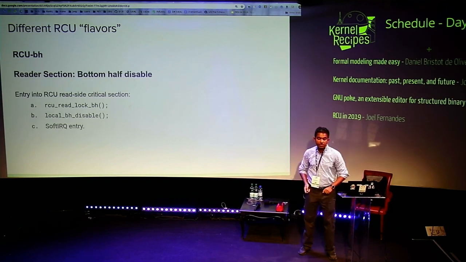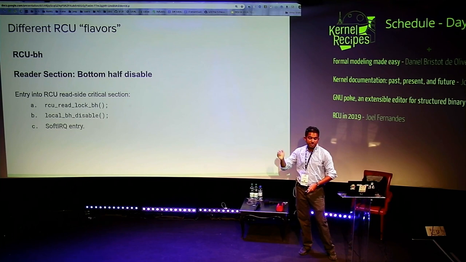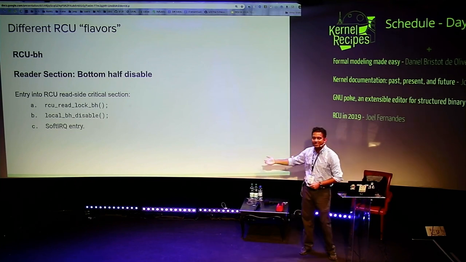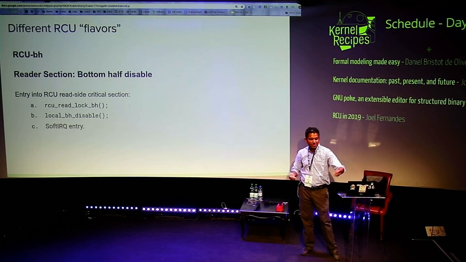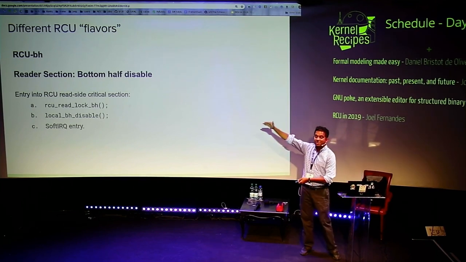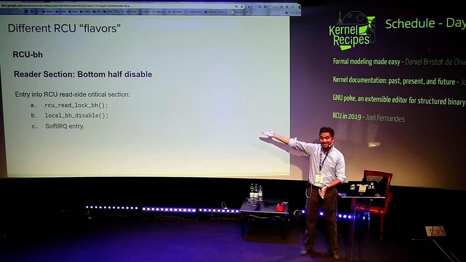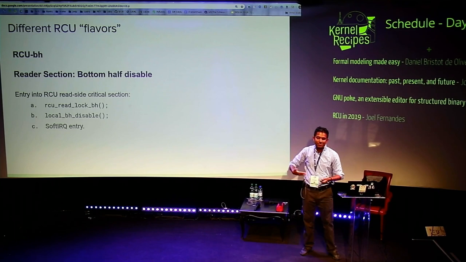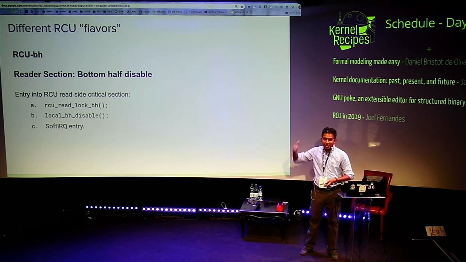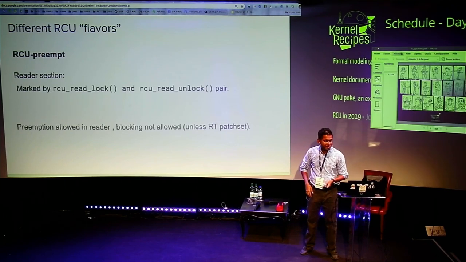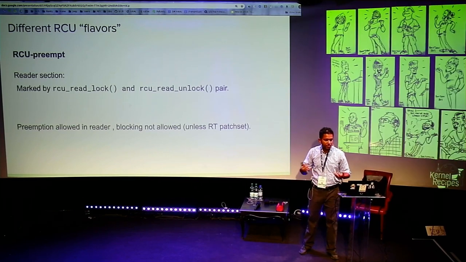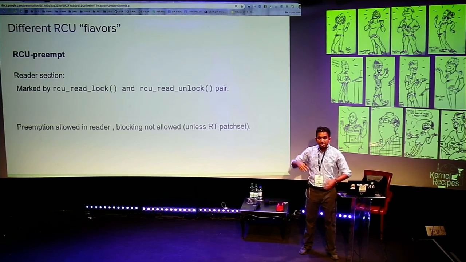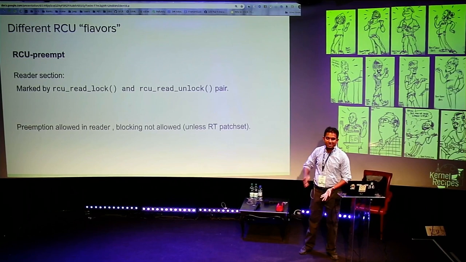We had the RCU BH flavor, which was introduced for denial of service attacks. You could be in an RCU reader, and you could get bombarded by soft IRQs, and you could ultimately run out of memory because the soft IRQ was preempting the RCU readers. So the BH flavor was added, which makes the fact that your BH is disabled itself the RCU reader. And then you have the RCU preempt flavor, which was introduced, if I remember, for the real-time stuff. You can get preempted in the middle of an RCU reader and still not end the grace period.